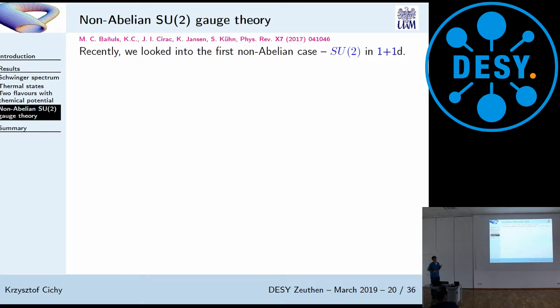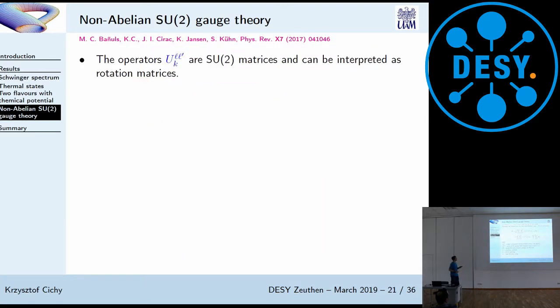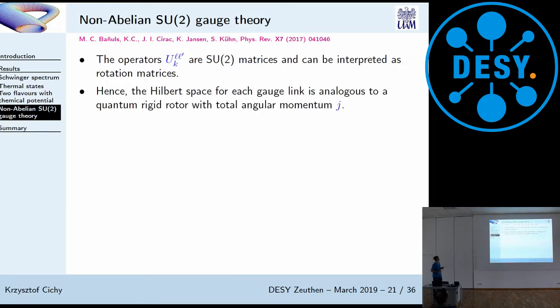Okay, so now I move on to the non-abelian case, the SU(2) in 1+1 dimensions. The Hamiltonian looks very similar to the Schwinger model case, but now we have, of course, SU(2) instead of U(1) gauge variables. So we have the kinetic term and the mass term, and finally the color electric energy term.